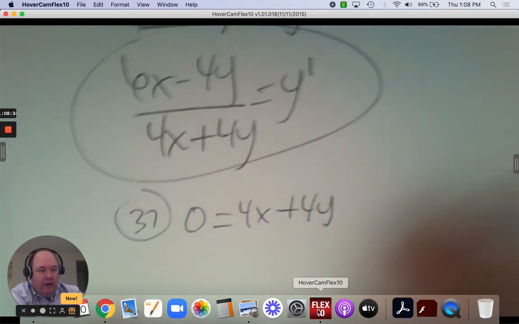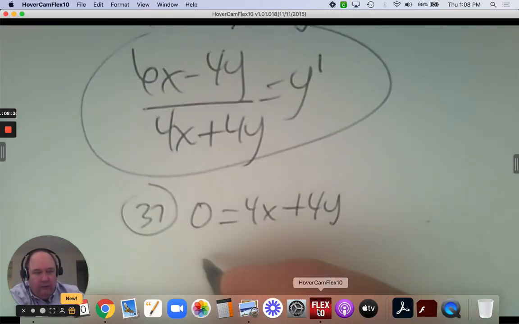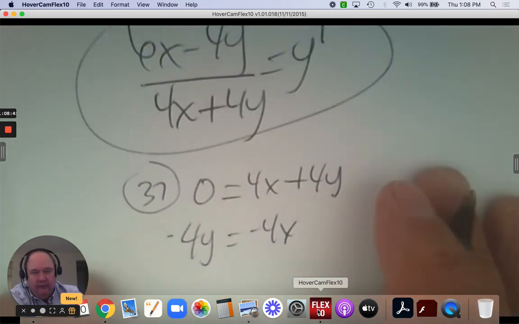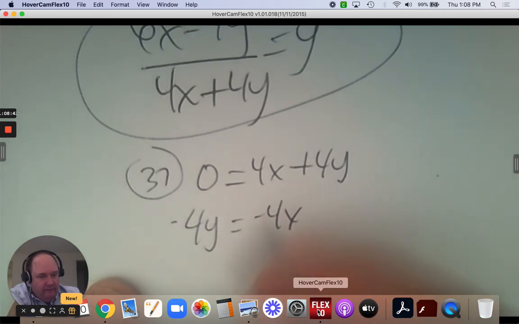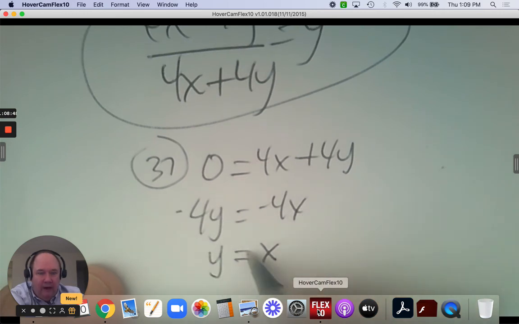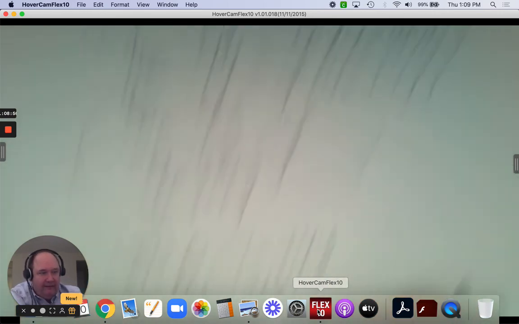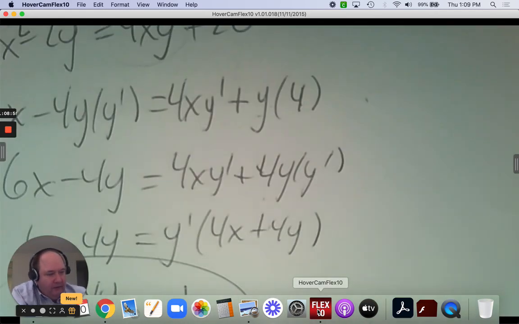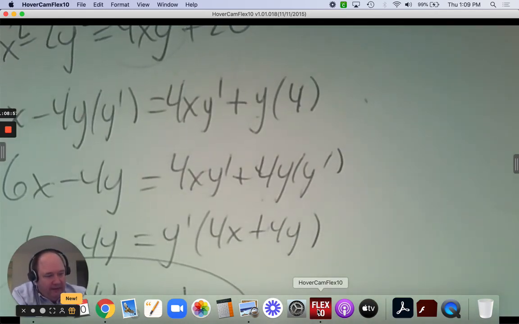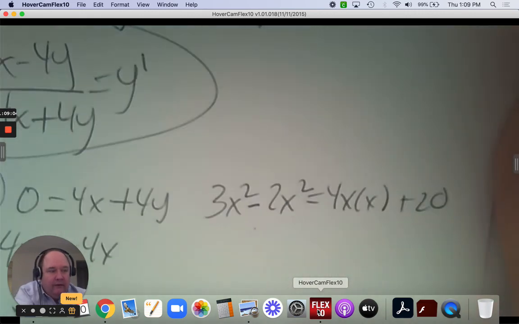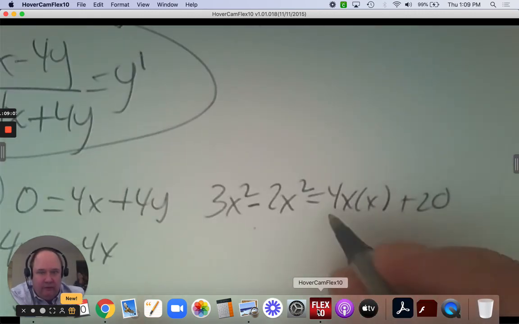So make the denominator equal to 0. So solve for y. So subtract 4x and divide. When you divide by negative 4, y is equal to x. Go back to the equation and plug in x for y. So wherever there's a y, plug in x. And then we're going to solve for x first. So that's what it's going to look like if you plug in x for y.